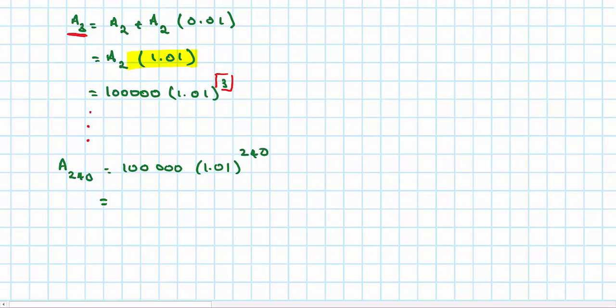So that ends up being $1,089,255.37 to the nearest cent. So that's how I've answered the question, just establishing a pattern. But I said you don't need to. You can just use the formula.